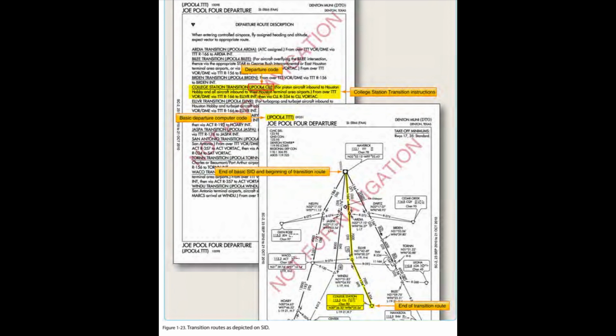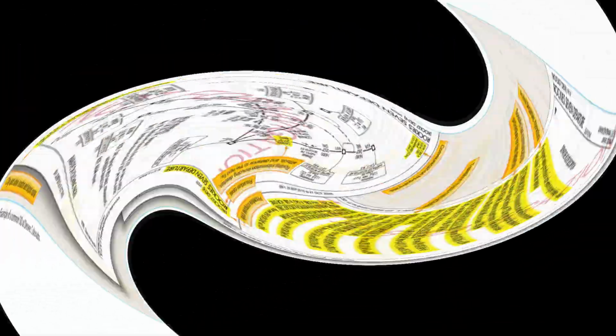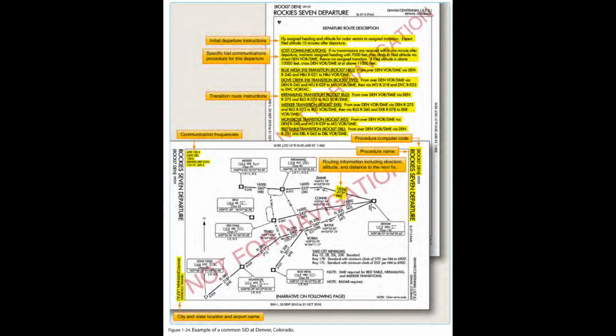The SID is designed to allow the pilot to provide his or her own navigation with minimal radio communication. This type of procedure usually contains an initial set of departure instructions followed by one or more transition routes. A SID may include an initial segment requiring radar vectors to help the flight join the procedure, but the majority of the navigation remains the pilot's responsibility.